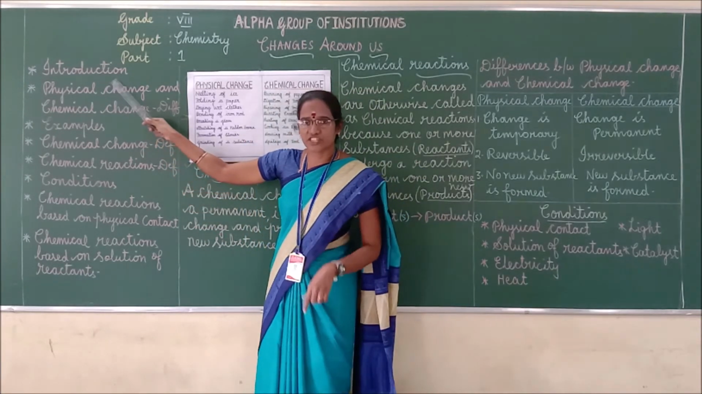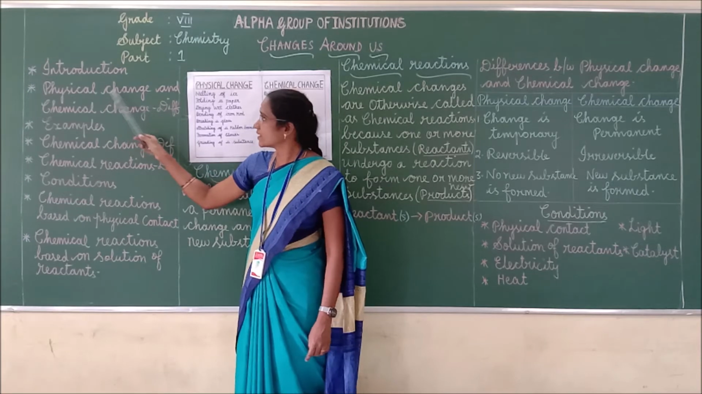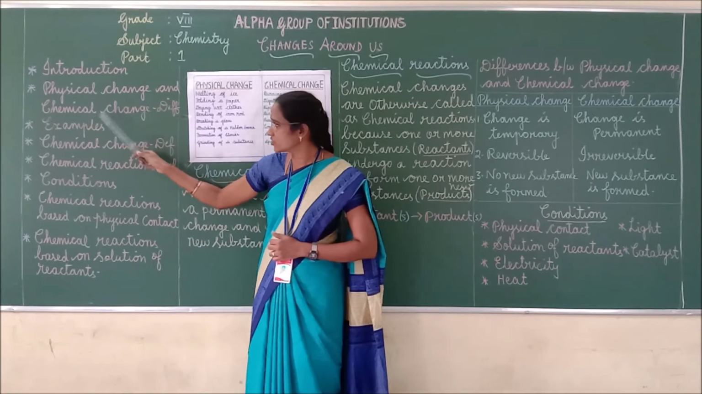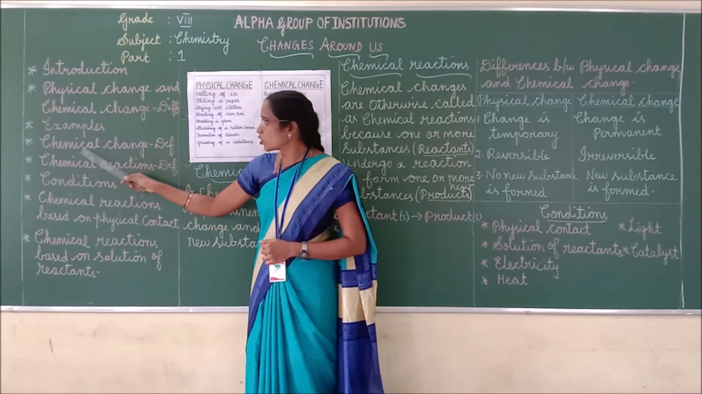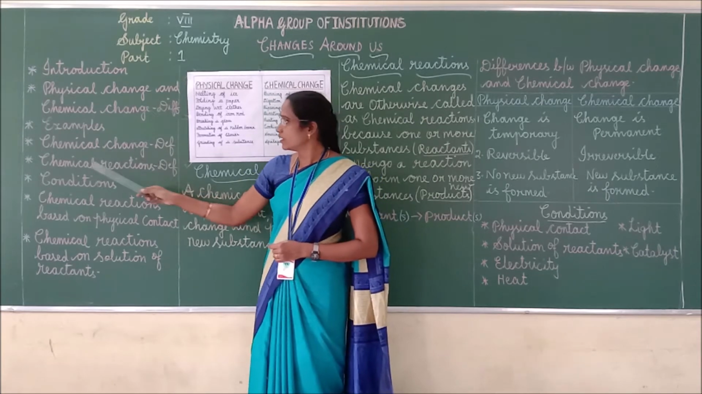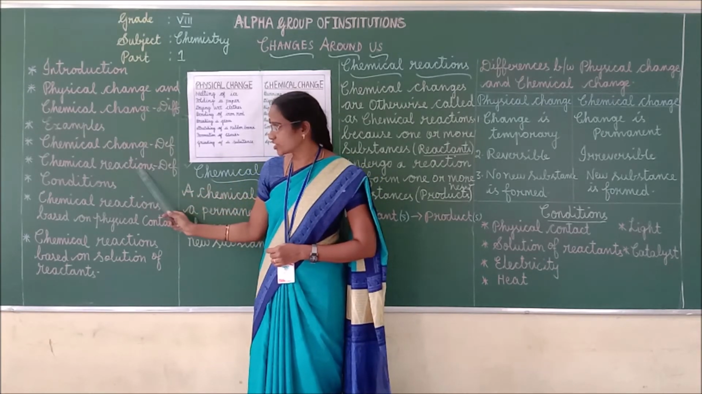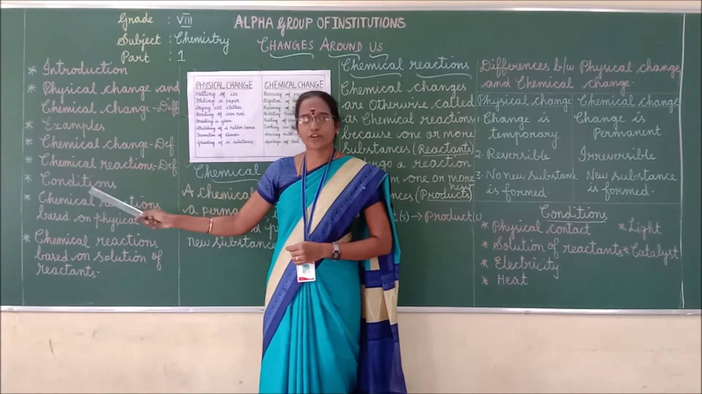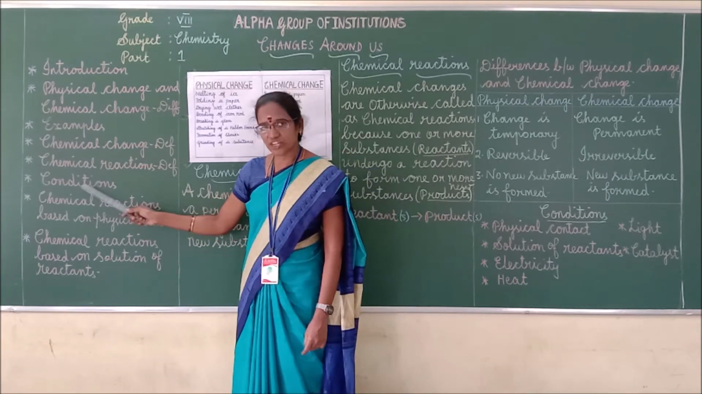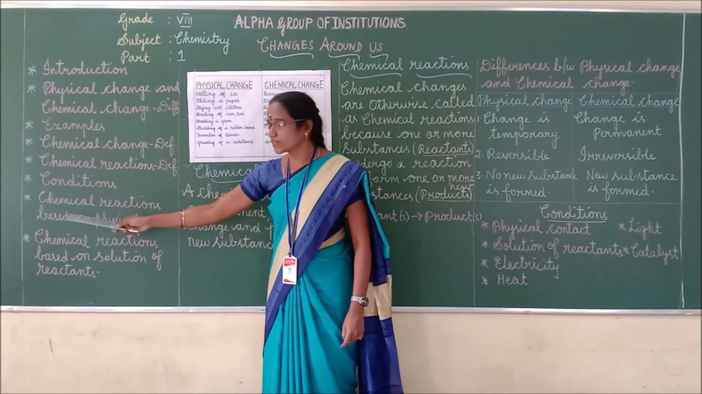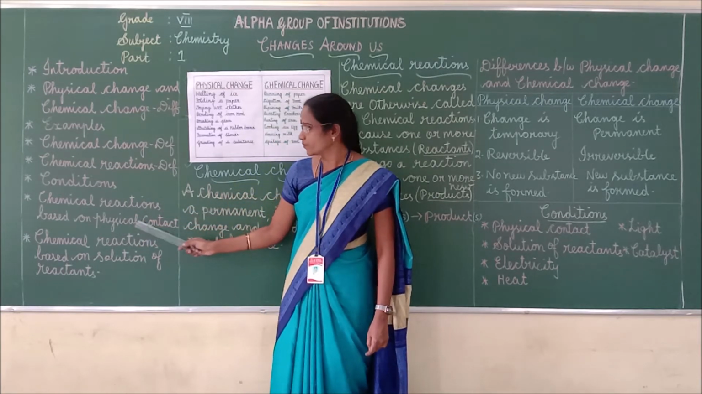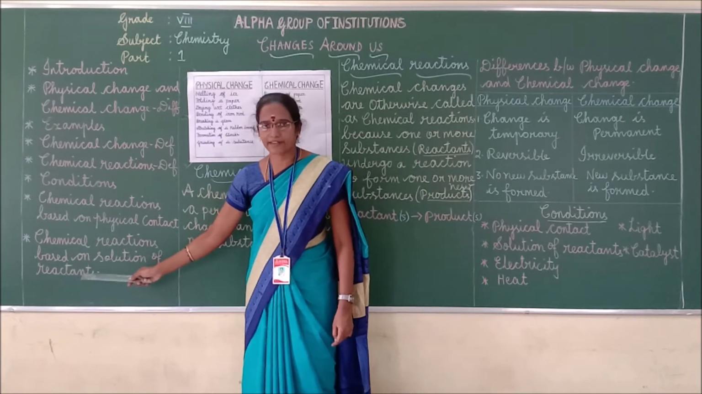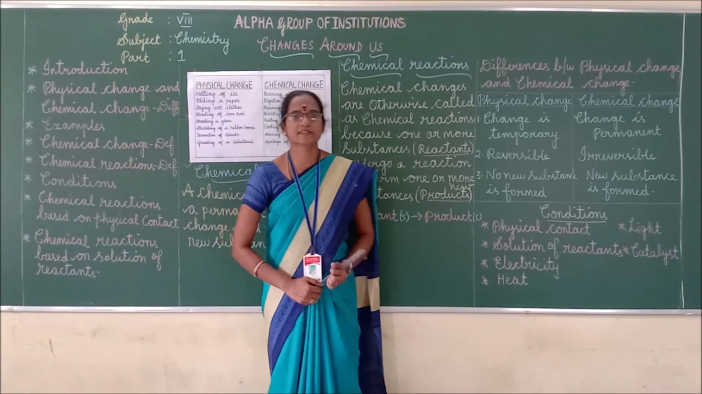First one, introduction part. The second one, physical change and chemical change. Differences between physical change and chemical change. Next one, examples, followed by chemical change definition. Next, chemical reactions definition, followed by conditions. What conditions are required for a chemical reaction to take place? Next one, chemical reactions based on physical contact. Finally, chemical reactions based on solution of reactants. So these contents we are going to discuss today.